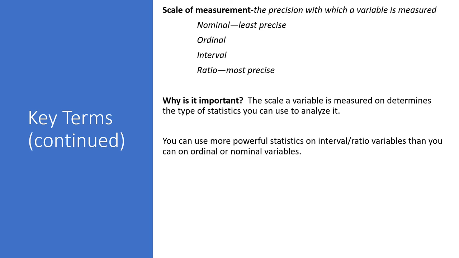Some other key concepts that you need to be aware of are the scales of measurement. When I talk about a scale of measurement, I'm really just talking about the precision with which a variable is measured. We really think about there being four different scales of measurement. The lowest scale of measure, the one with the least precision, is nominal. Then you'll go up to ordinal, which is a little more precise. And then interval and ratio are more precise. They are different, but within our class, we'll really be treating them as similar because the types of statistics you can use on interval and ratio variables are the same.